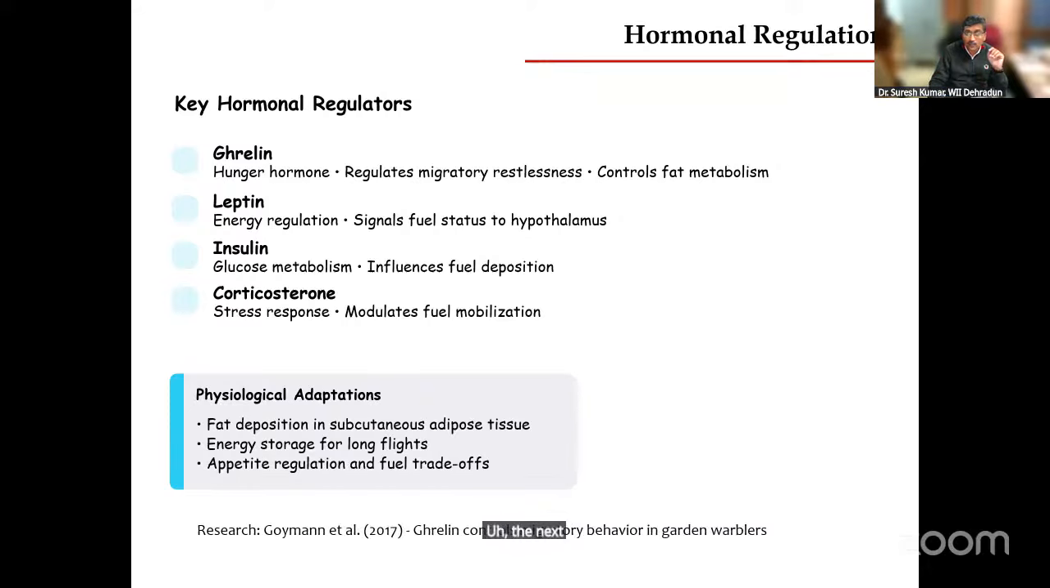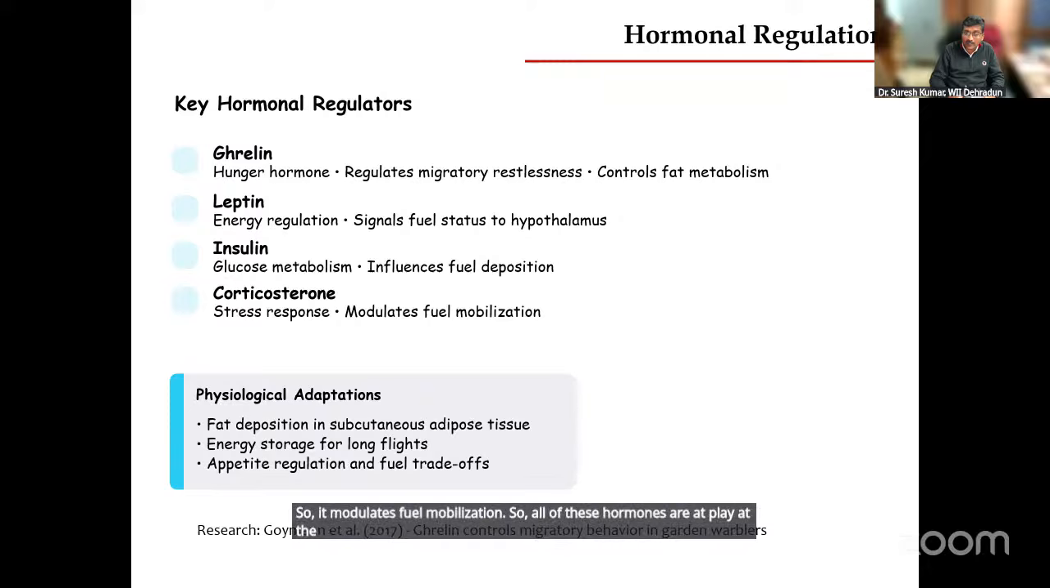The next hormone is leptin, which is basically an energy regulator. It signals fuel status to the hypothalamus. Then there is also the role of insulin. Glucose metabolism influences fuel deposition. And then the last one is corticosterone, which is the stress response. So it modulates fuel mobilization. So all of these hormones are at play at the time of migration.